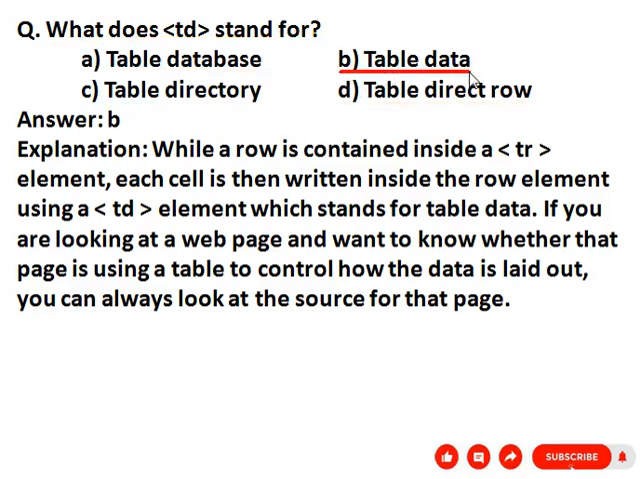Table data. While a row is contained inside a TR element, each cell is then written inside the row element using a TD element or TD tag, which stands for table data. If you are looking at a web page and want to know whether that page is using a table to control how the data is laid out, you can always look at the source for that page.